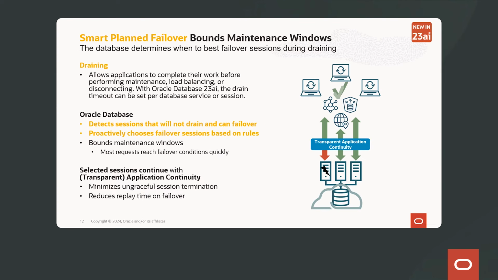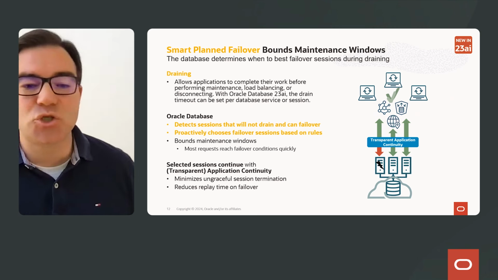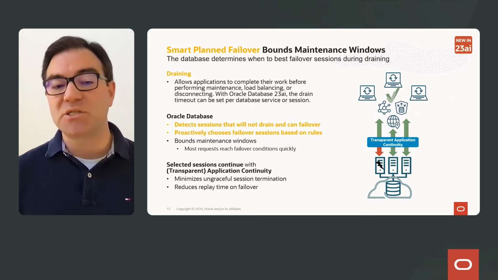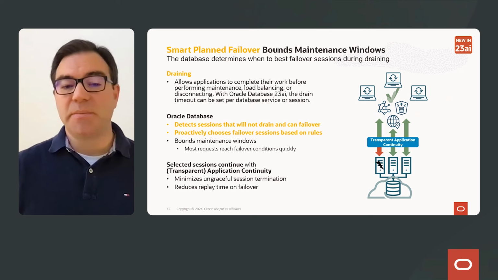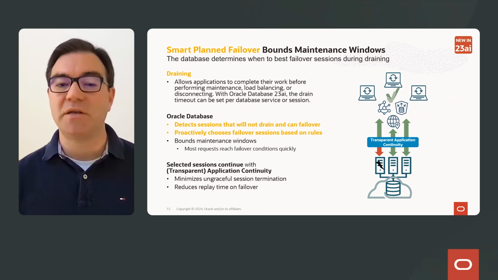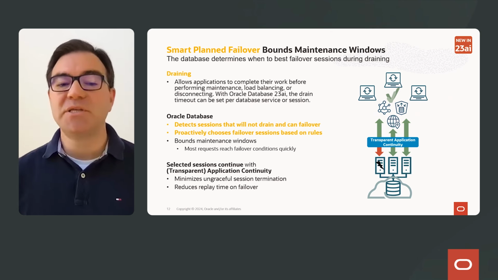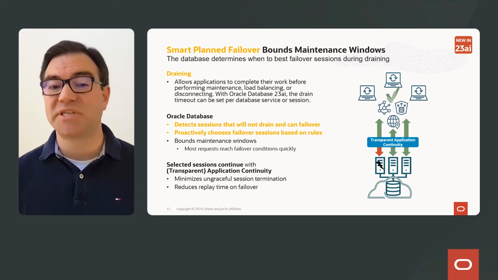Smart Planned Failover allows the database to determine when to best failover sessions during draining. That bounds maintenance windows and makes it much easier to continue business after the need for a failover based on planned maintenance. The way we do it is by using draining. Draining allows applications to complete their work before performing maintenance, load balancing, or disconnecting. With Oracle Database 23 AI, the drain timeout, so the longest time the database will wait before sessions need to be failed over, can be set on a per database service or per session basis.